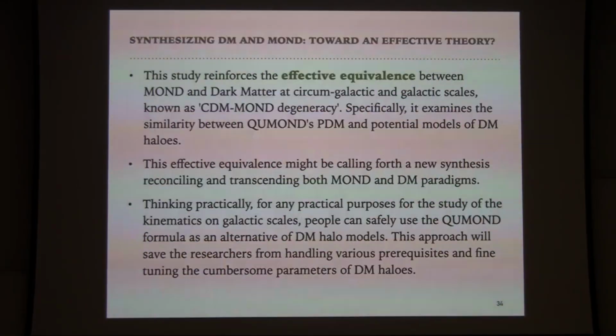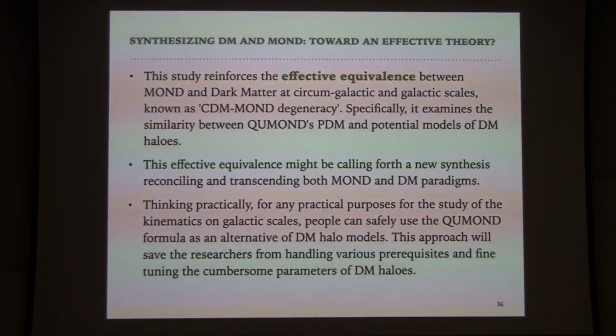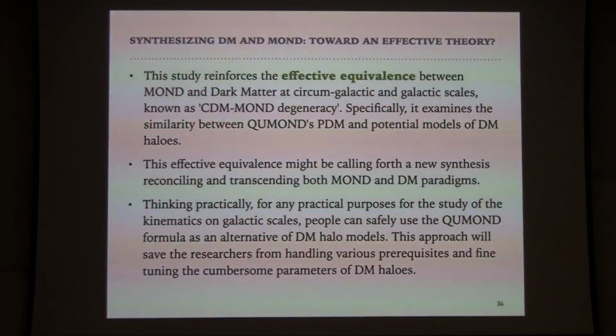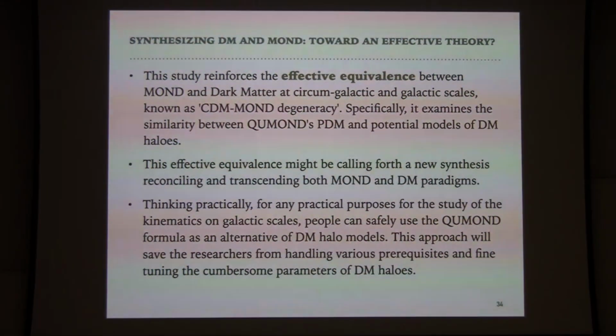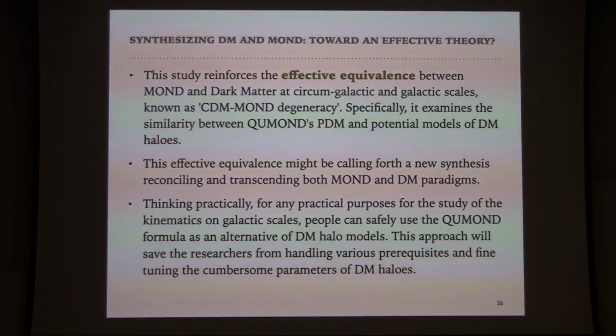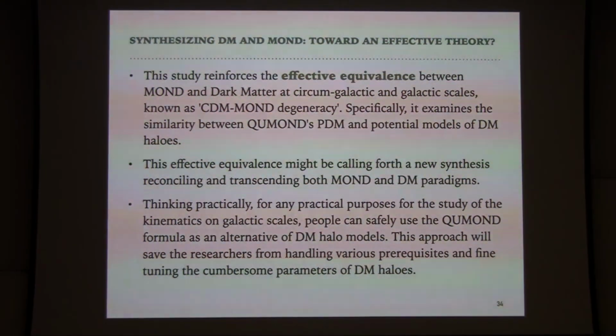And so this is the last part. After decades of search, the dark matter particles have not been found. But today, our current research has reinforced the effective equivalence between dark matter and MOND at galactic scales. This apparent correlation between MOND and dark matter could be a beacon towards a new synthesis, one not reconciling but transcending both MOND and dark matter.